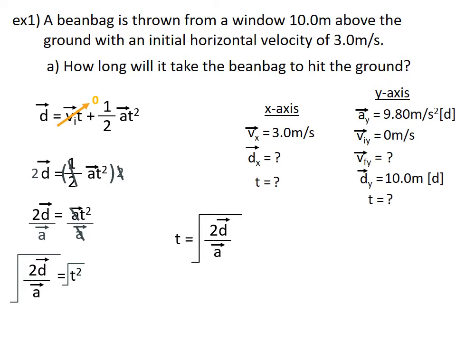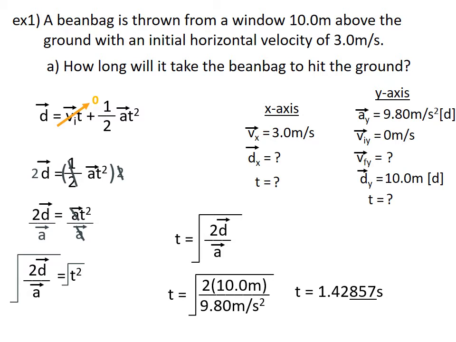Now I can substitute my numbers in. So time equals square root of 2 multiplied by 10 divided by 9.80 meters per second squared. Now we're taking the square root of all that stuff. So you will want to make sure on your calculator you've got an opening and closing bracket at the very beginning of the square root sign and at the very end of the square root sign, so that we're taking the square root of all of this. And that gives us 1.42857 seconds.